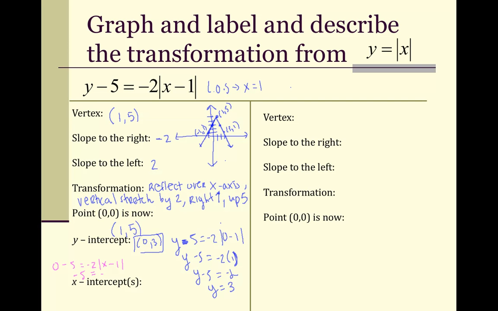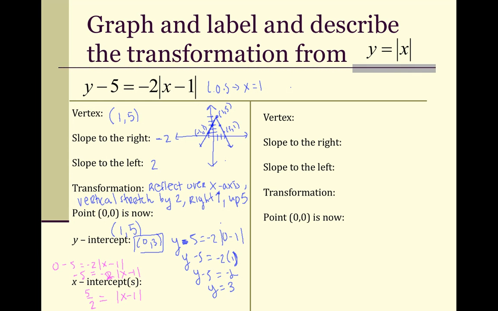Negative 5 equals negative 2 times the absolute value of x minus 1. My pen is having some issues. I'm going to go ahead and divide by negative 2. And I'm going to say 5, right? A negative divided by a negative. I have 5 halves equals the absolute value of x minus 1.